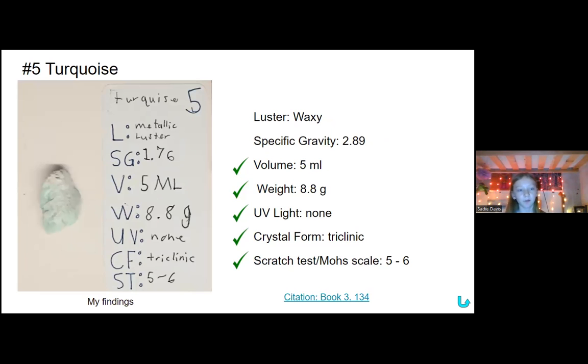My fifth specimen is turquoise. The luster is metallic. The specific gravity is 1.76. The volume is 5 milliliters. The weight is 8.8 grams. It doesn't react under the UV light. Its crystal form is triclinic, and the scratch test shows that it is 5 to 6 on the Mohs hardness scale.